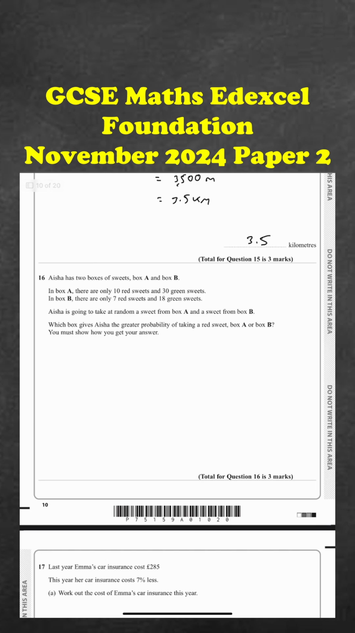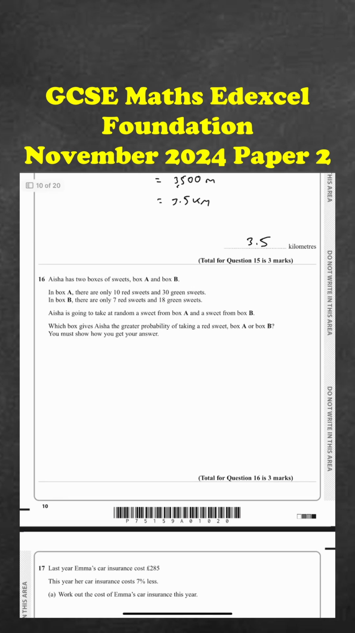Question 16. Aisha has 2 boxes of sweets, box A and box B. In box A, there are only 10 red sweets and 30 green sweets. In box B, there are only 7 red sweets and 18 green sweets. Aisha is going to take at random a sweet from box A and a sweet from box B. Which box gives Aisha the greater probability of taking a red sweet, box A or box B? You must show how you get your answer. So, box A, we have 10 out of 40 red, 30 out of 40 green.